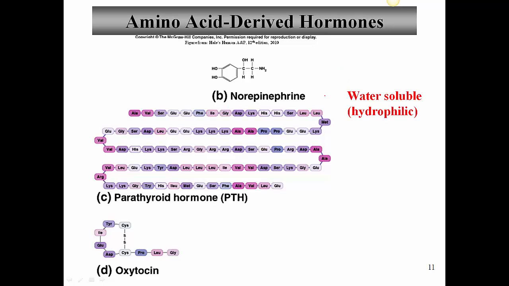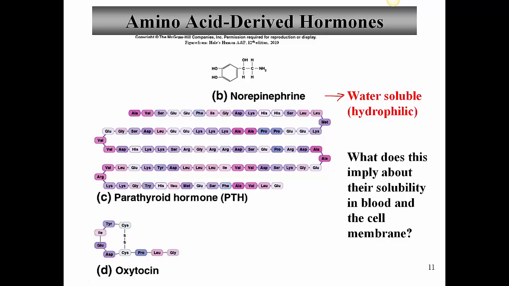Now, some of the characteristics include that these are in general water-soluble or hydrophilic, so they get along very well in the plasma of the body. However, since cell membranes are largely hydrophobic, they do not have an easy time of crossing the cell membrane. They have to find a different way to activate the cells than what we saw for steroid hormones.